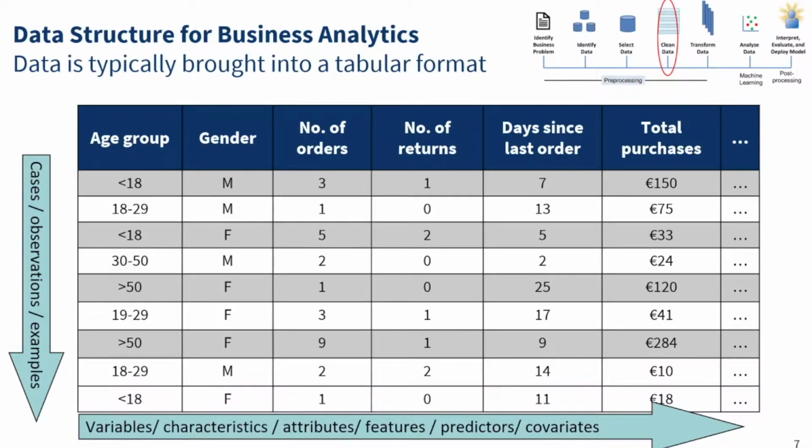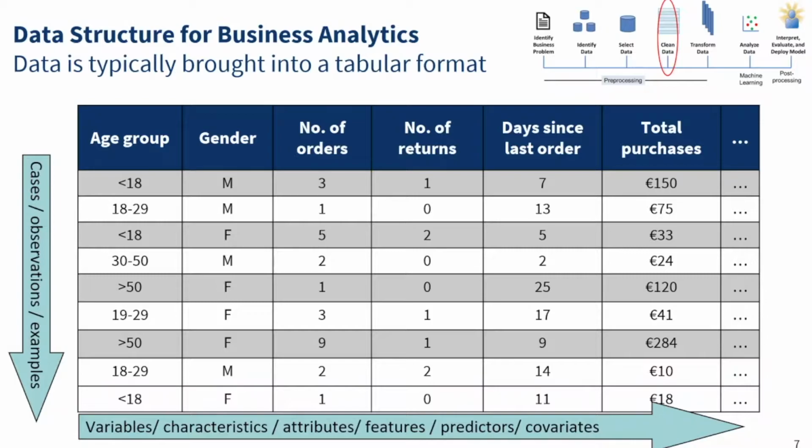Characterizing the customers, as in my example, along certain dimensions, such as demographic information, you see gender here, or transactional information, such as the number of orders, the number of returns. That might be an e-commerce setting where people buy online but return some of the items that they purchase because they don't fit, don't function, or they just don't like what they bought before. Days since last order, total purchases, etc.